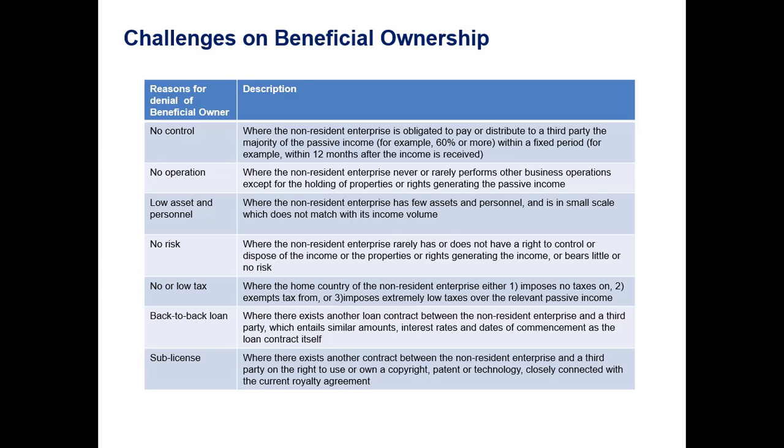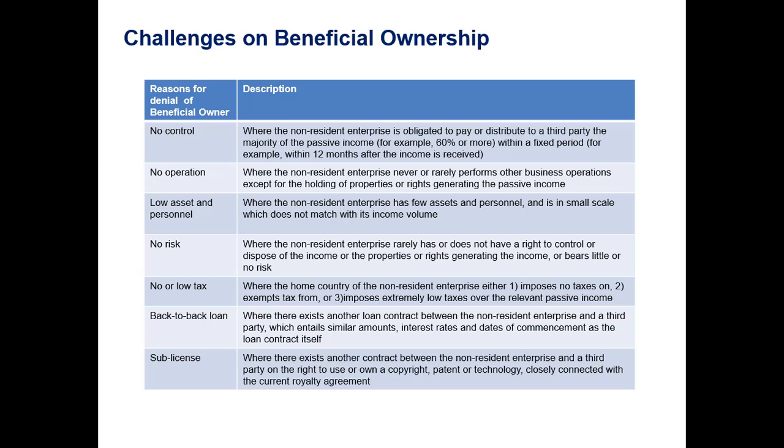In this table, you will find there are 7 risks. For example, no control: the intermediate holding company doesn't have control over the income. It has no operation, very low assets and very few personnel. It undertakes no risk and pays no tax or very low tax. And also for a back-to-back loan or a sub-license arrangement, the China tax authorities will challenge whether this company is the beneficial owner.